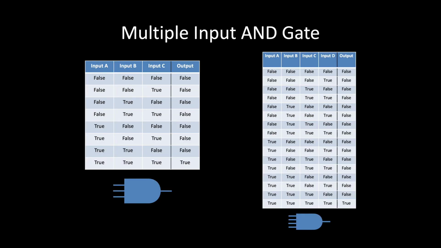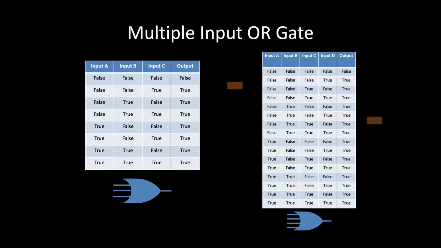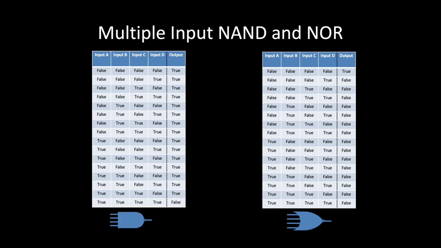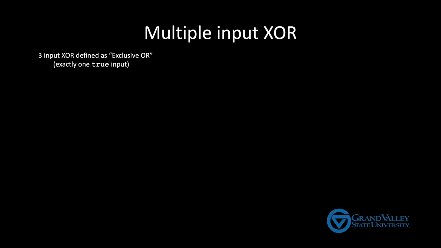AND gates return true only when all of the inputs return true, and OR gates return false only when all of the inputs return false. As you might expect, the patterns for NAND and NOR gates extend in the obvious way. NAND gates return true unless all of the inputs are true, and NOR gates return false unless all of the inputs are false. The definition of XOR, however, is not obvious for 3 or more inputs.